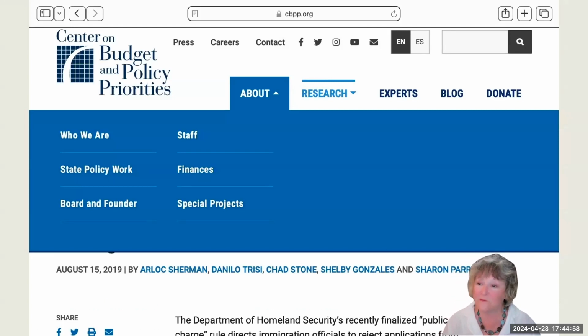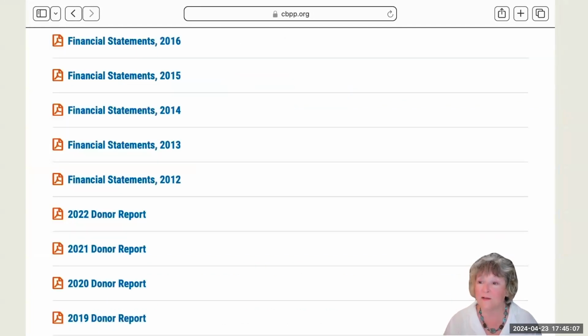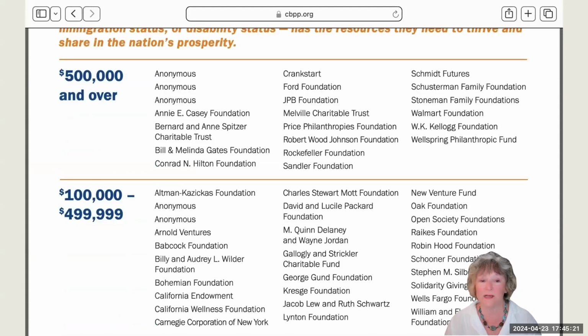Then we go back to this portion of the page where we can branch to other things. And we're going to look specifically at finances, because many websites do not tell you who pays for them. This one happens to. If we click on finances, they give not only their financial statements for the entire time that they've been in existence, but they also give their donor reports. So we'll click on one of the donor reports to get a feel for who it is specifically that is paying money for this organization.